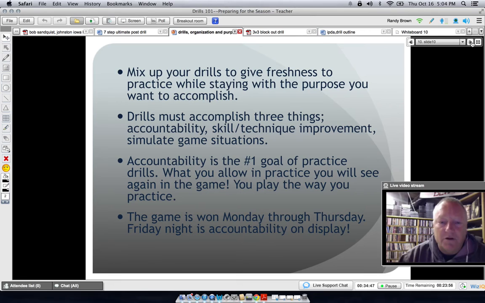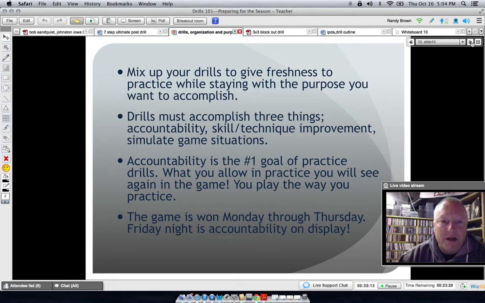Accountability is the number one goal of your drills. If you have a purpose, you and your staff and your players will become highly accountable for what you're trying to accomplish, and that will carry over to the game. This is huge. I'm an absolute 100% believer in the fact that what you allow in practice, you will see again in the game.